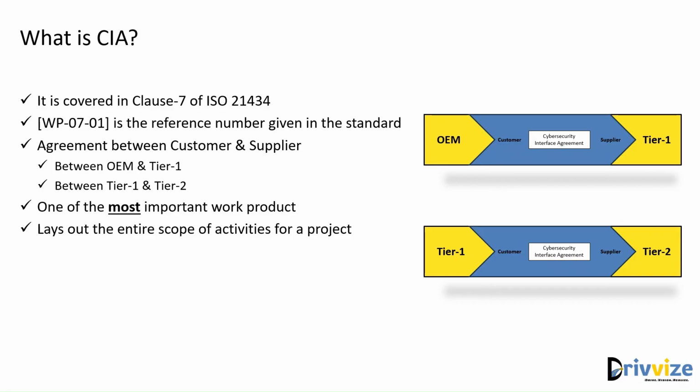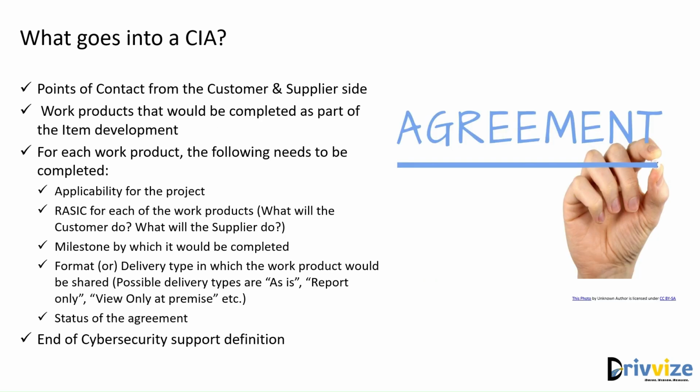Now, how important is the CIA? According to me, it is one of the most important work products. Why is it? Because it lays out the entire scope of activities for a particular project. What are the things that you will be doing? What are the things that you will not be doing? All those things are covered as part of the CIA. With that, let's look at what goes into a CIA.